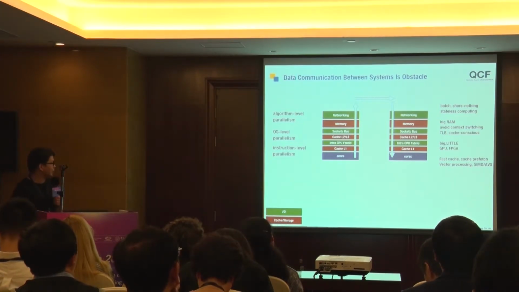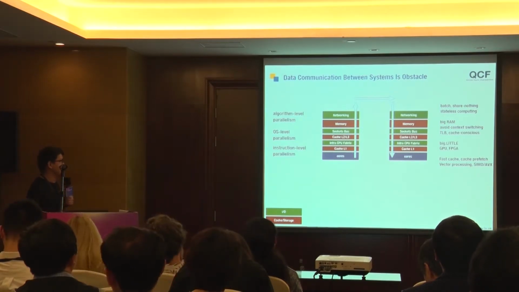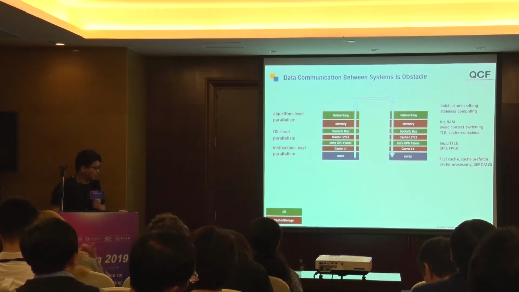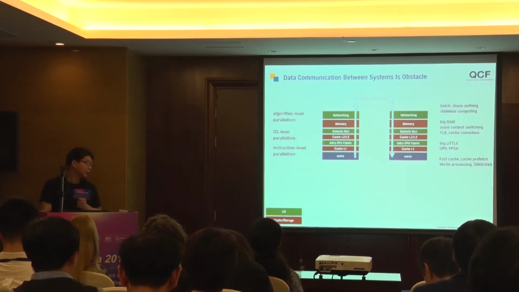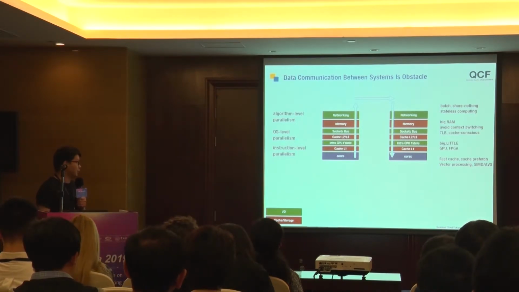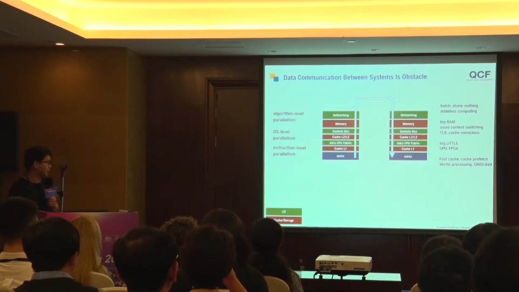And the next one is OS level. We can do the big RAM. We can do the virtual RAM, a big RAM page, and we can avoid context switching, with the TLB and the cache conscious algorithm. And the third one is a higher level with the batch. We can share nothing. We can do stateless computing.